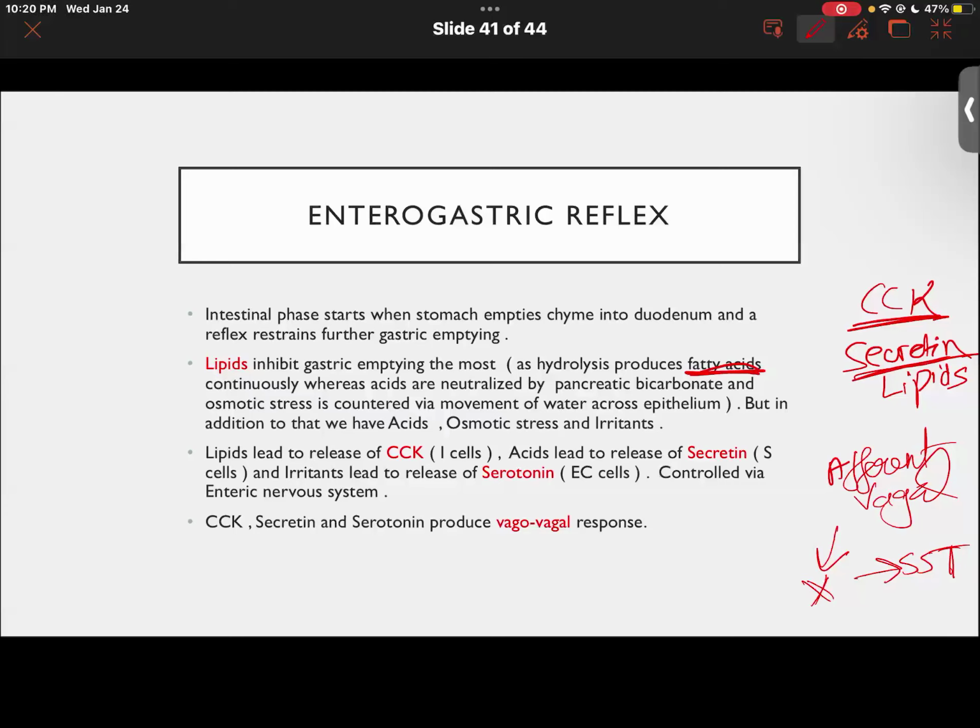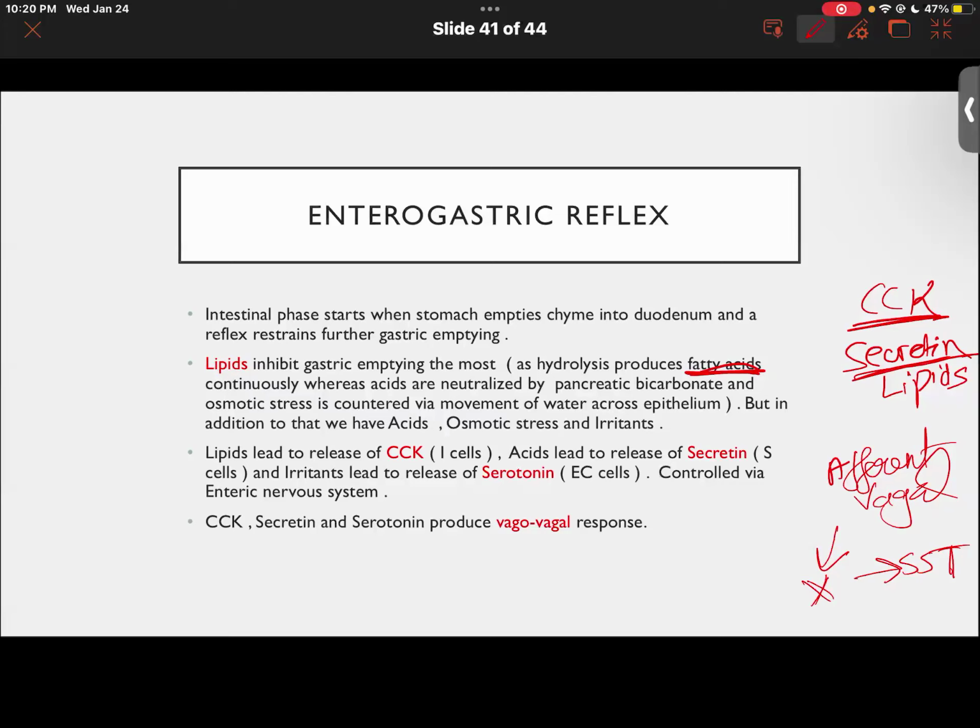So it says something very fatty is going to stop gastric emptying because the fatty acids are going to annoy, quote unquote, the stomach, and it's not going to be emptied quickly. The other two things are CCK and secretin. CCK is released by I cells, secretin is released by S cells. We already did this. And they lead to a release of irritants. Obviously, irritants can be anything. They release serotonin, and this is controlled via the enteric nervous system. So CCK, secretin, and serotonin produce the vagal response.